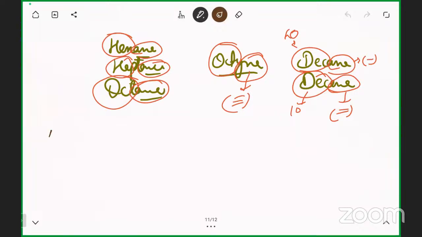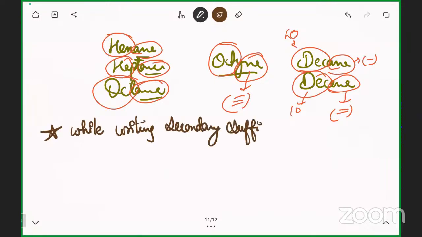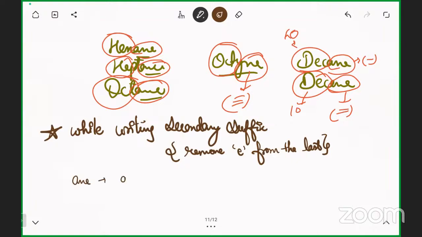Okay. Remember one thing. While writing the secondary suffix, you have to remove the E from the last. For example, in AN, you'll just write AN. In EN, you write EN. In IN, you will write YN. So you have to remember this.